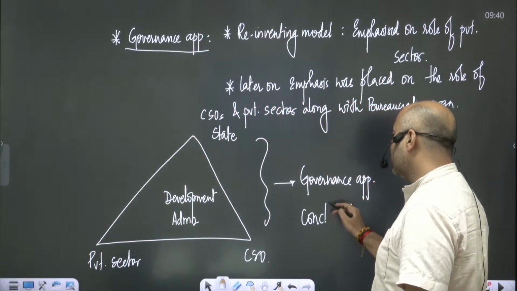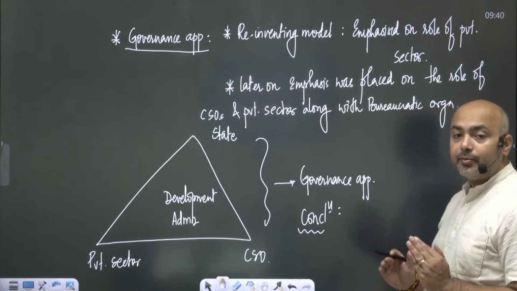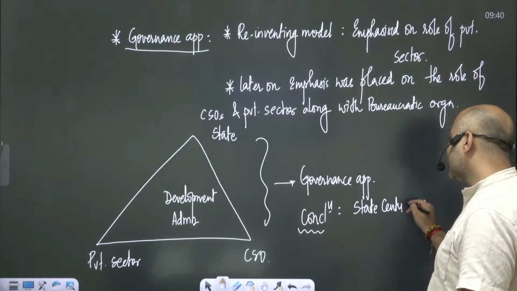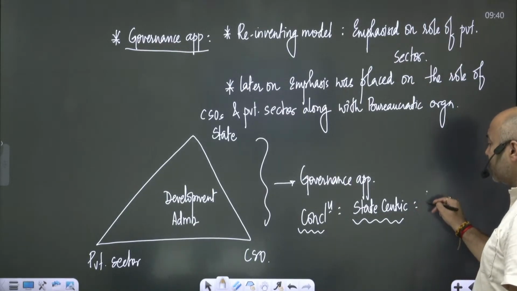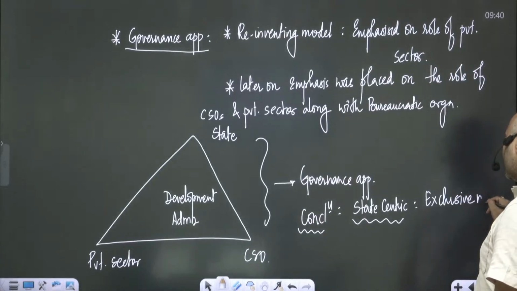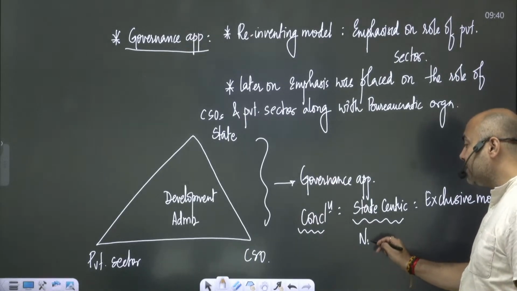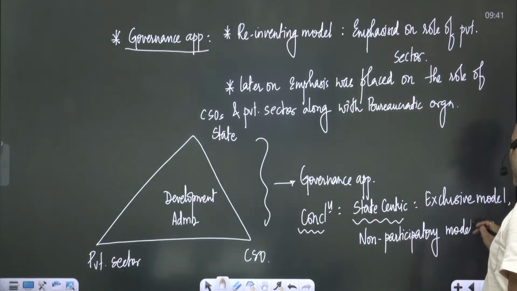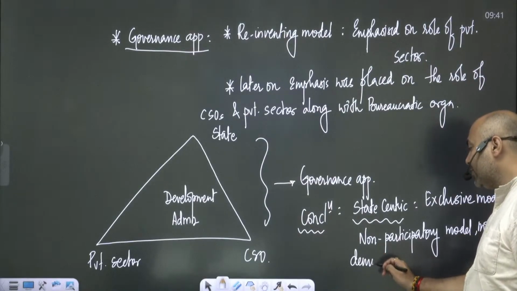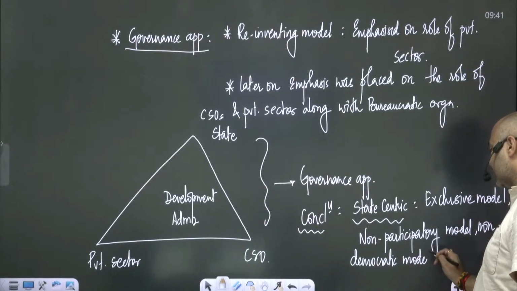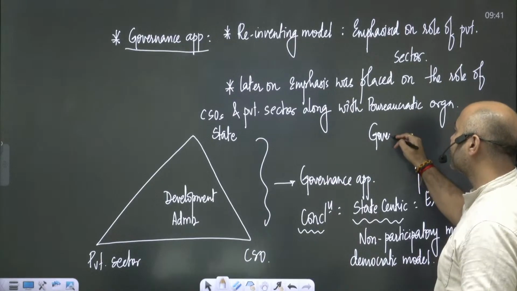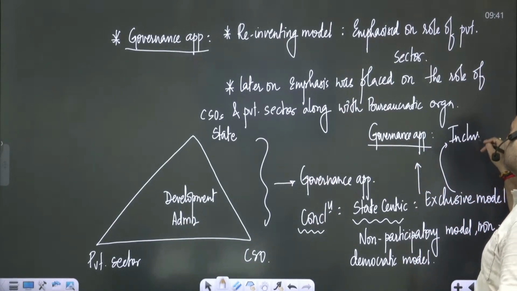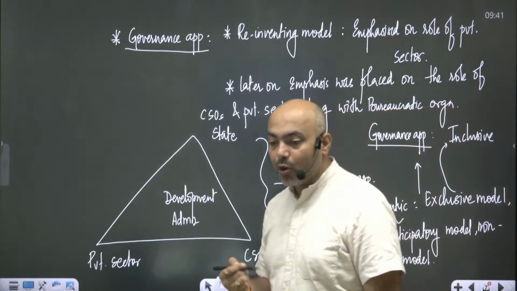So in the conclusion part, you are supposed to do what? You are supposed to analyze this shift, which was from state-centric. So what was the state-centric model about? The state-centric model was an exclusive model. That is a non-participatory model. A non-democratic model. And a shift to the governance approach. And what is the governance approach? Exactly opposite. An inclusive model. It's an inclusive, participatory, democratic model that is there.